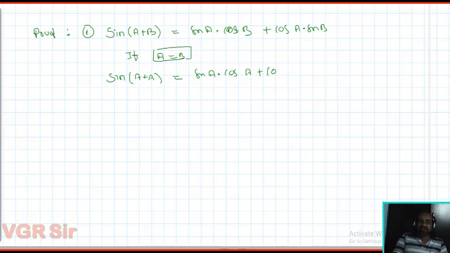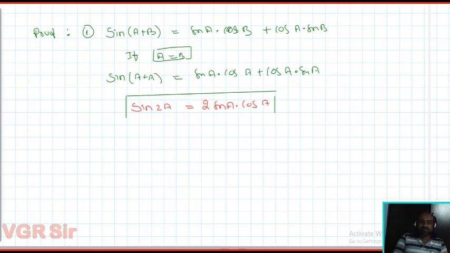So what happened here? Cos A into sin A. Observe here, A plus A, 2A only. Sin 2A equal to sin A cos A plus cos A sin A, just like x plus x, 2x. That means 2 sin A into cos A. This is the formula of sin of A plus B. Everyone should remember.